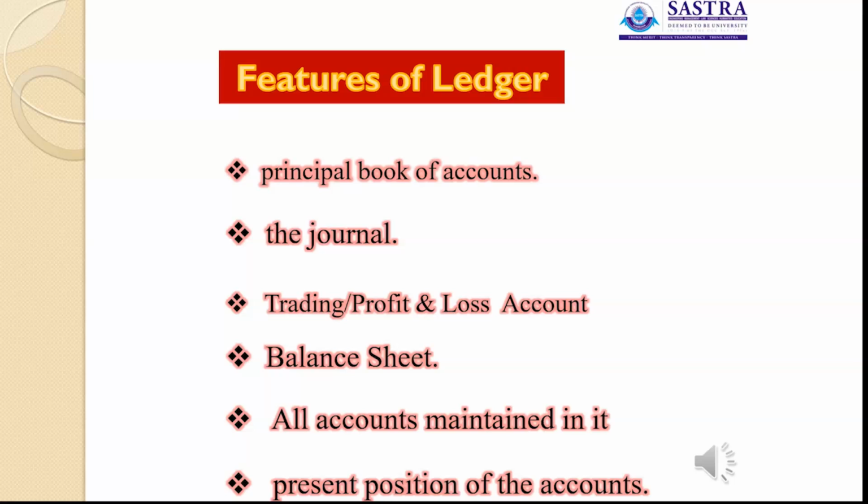Then the next feature is that trial balance is prepared with the help of the closing balances of all accounts maintained in it. After completion of the ledger, only then do we prepare the trial balance. So with the help of closing balances, trial balance is prepared. It depicts the present position of the accounts. So ledger helps to know about the present position of the accounts. These are the basic features of the ledger.